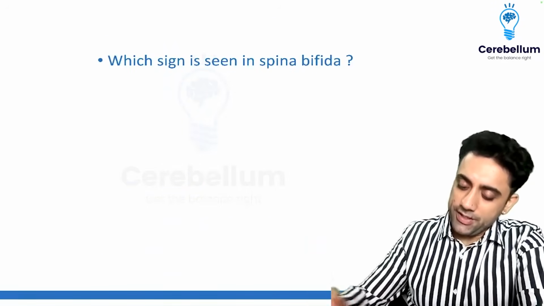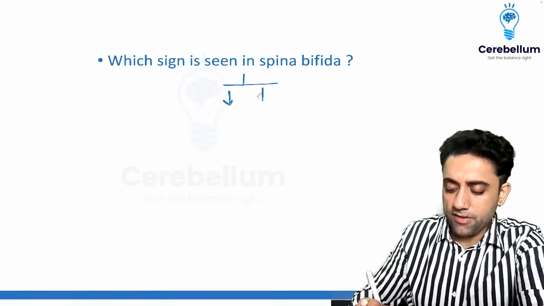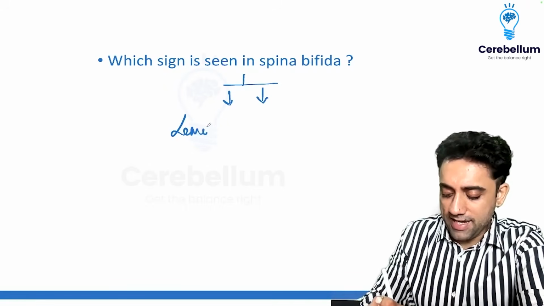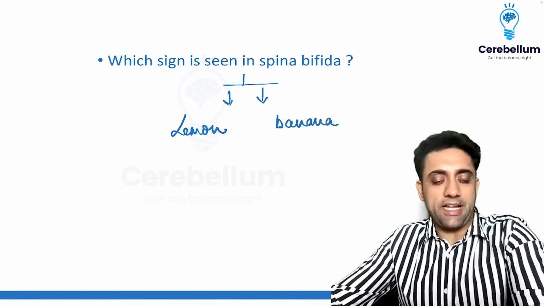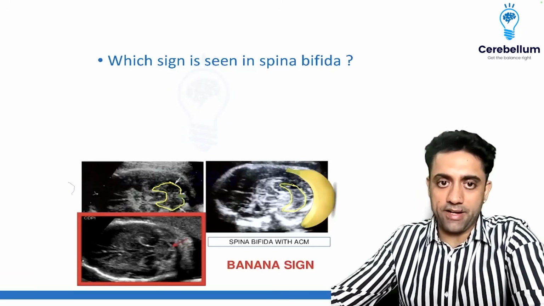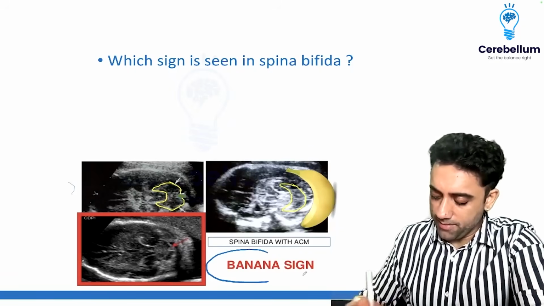Next question: which sign do you see in spina bifida? In the neural tube defect, basically banana sign and lemon sign. Banana sign and lemon sign, just two names you should know. You see them in the case of spina bifida. Remember that. Okay, this is the banana sign.